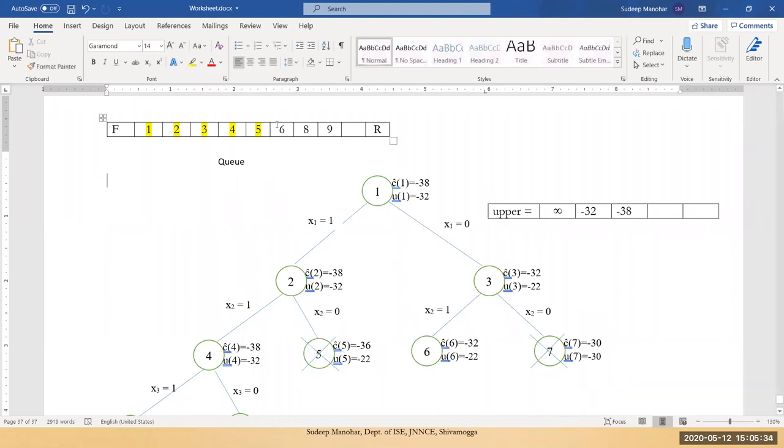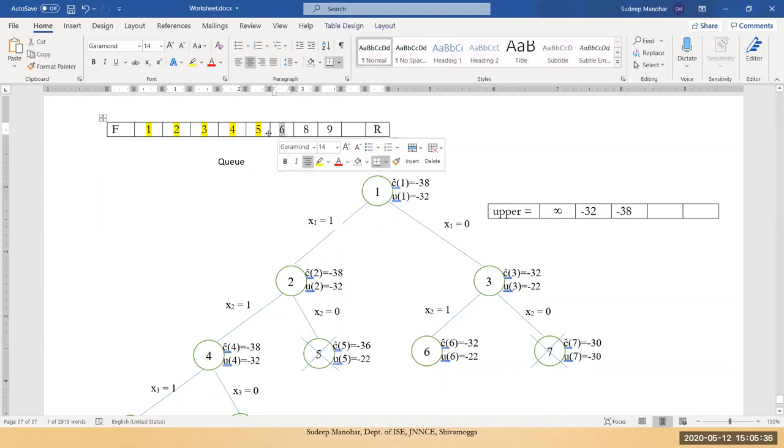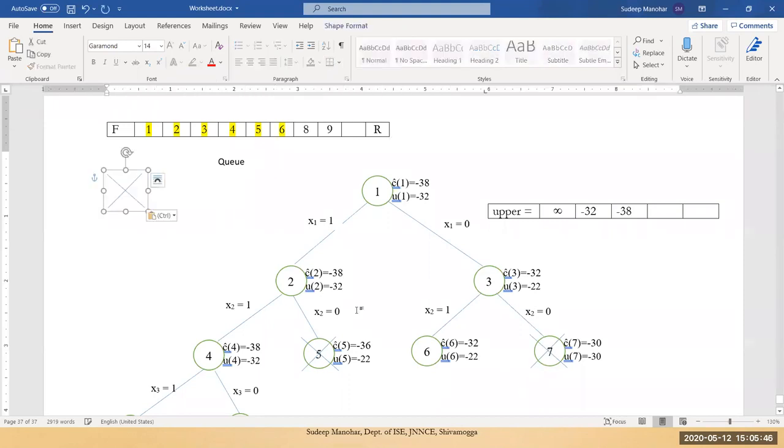Next node in the queue is 6. Before considering this as the E node, once again check its value. Minus 32 is greater than minus 38? Yes, it is greater. Therefore, kill this node also. It doesn't become the E node. Okay. Next, which one is next in the queue?